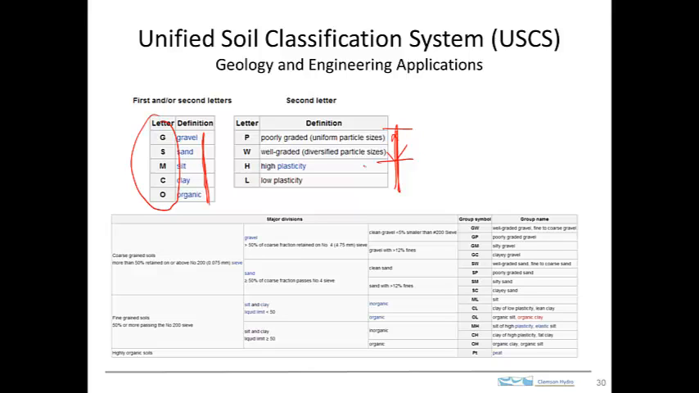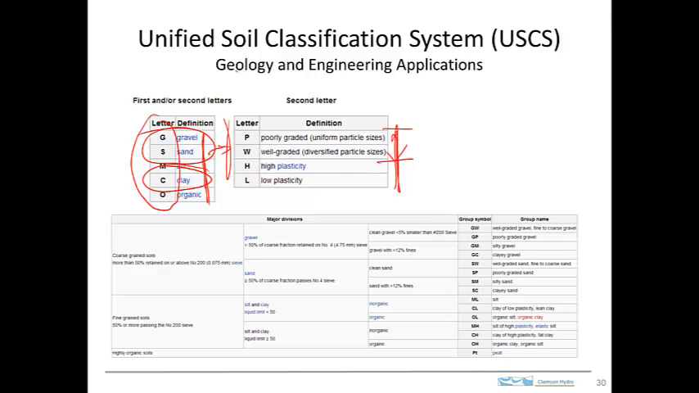And so the way it's going to work is that the gravel and sand fraction, if that's what you have, then the degree of sorting is going to be an important way to subdivide the coarse grain soils. And then the degree of plasticity will be how the finer grain materials are classified. And organic soils are going to be also classified using these second letters.